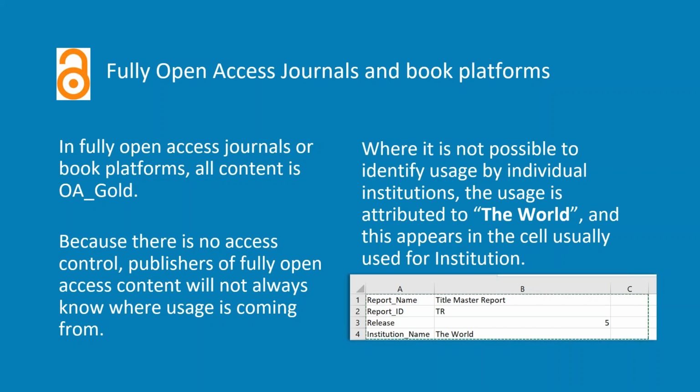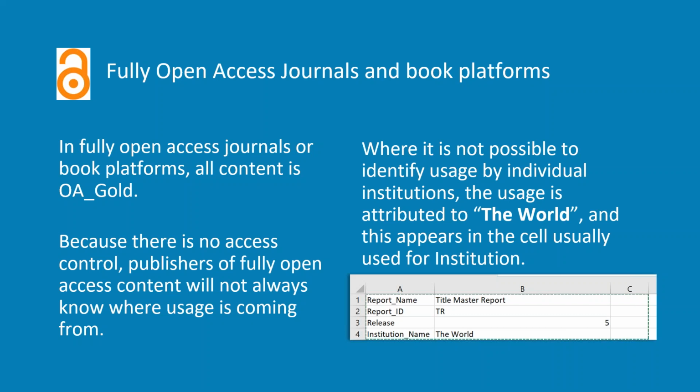The other way that fully open access journals can report usage is by country, and again, that's usually by IP. Again, that won't pick up absolutely everything, because sometimes your users might be outside of the country, but it would pick up most and they would be able to report by country.